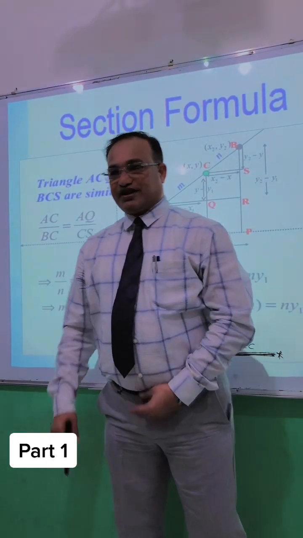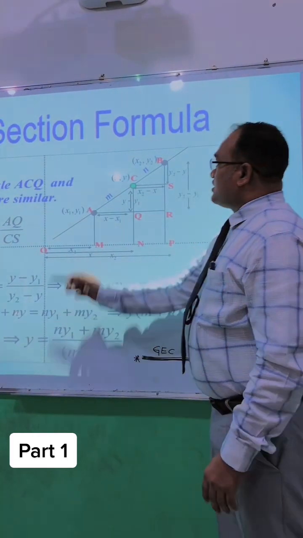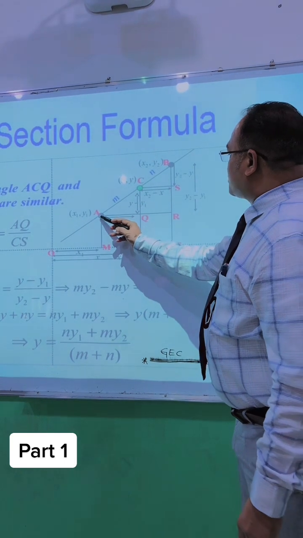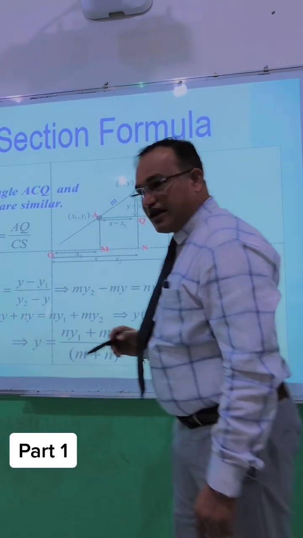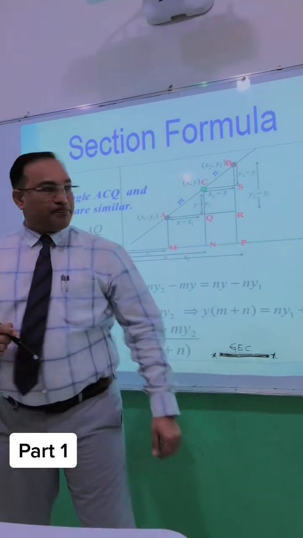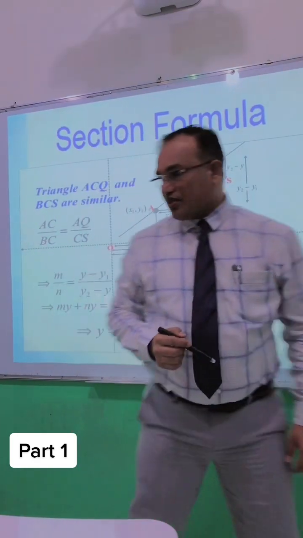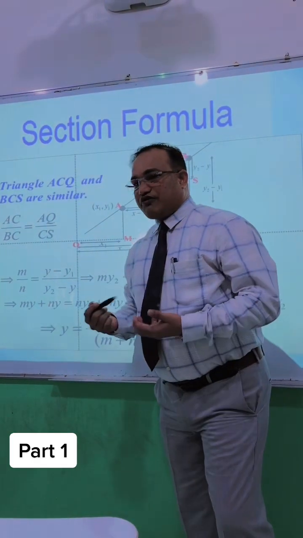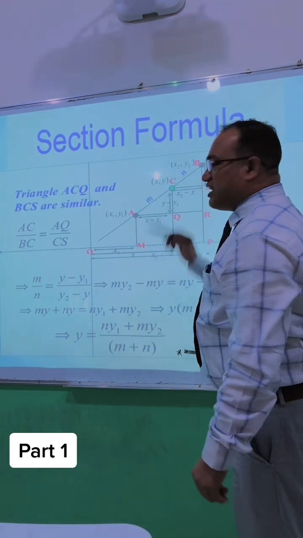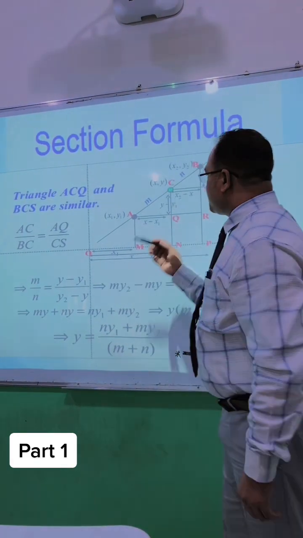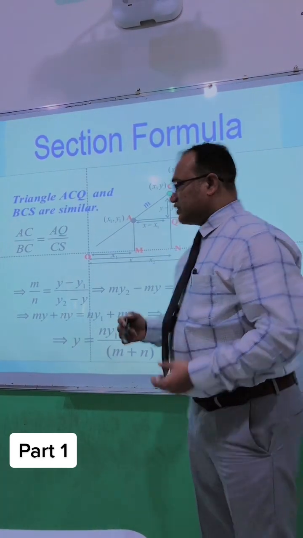Today our topic is the section formula, which is one of the very important formulas. See, we have 2 points A and B, where C is dividing the line joining the 2 points in the ratio m is to n. Now, we are finding the point C, which divides the line AB in the ratio m is to n. The formula derivation is what we are going to learn today.